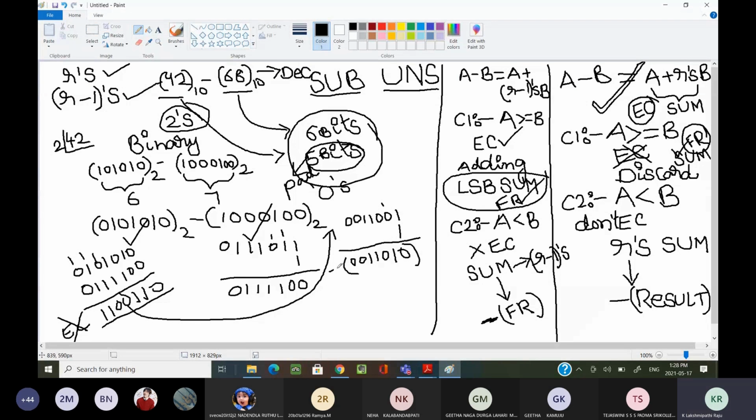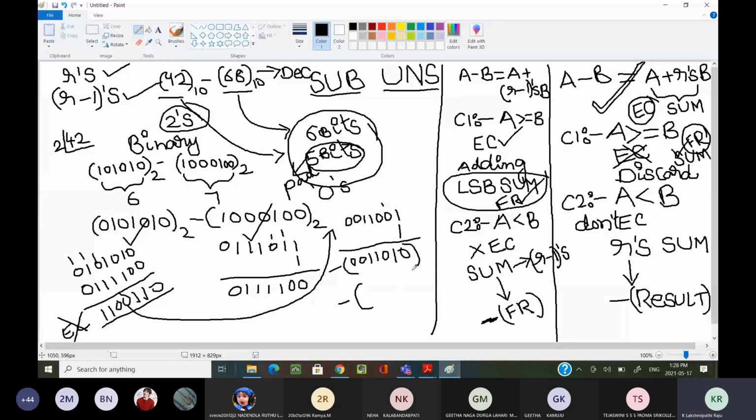I have to put a negative sign. This is my final solution. Everyone got the same answer? Yes, sir. Everyone should get the same answer. Now, whether this is correct or wrong, we have to cross check. Sir, can I stop here? I want to convert this into decimal. If you want to convert this into decimal, you can convert it. It's not a problem.